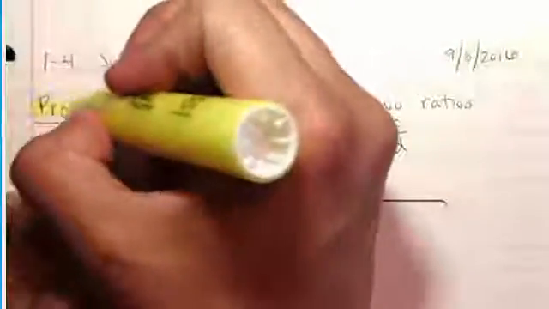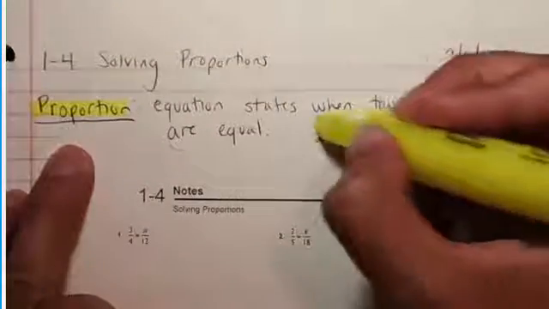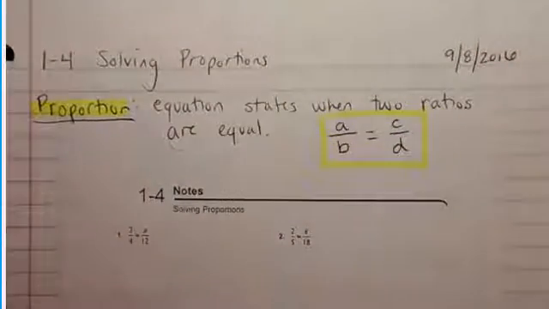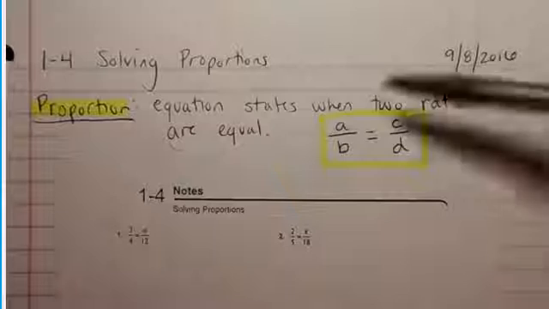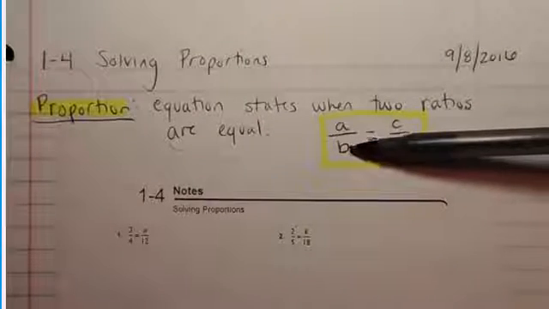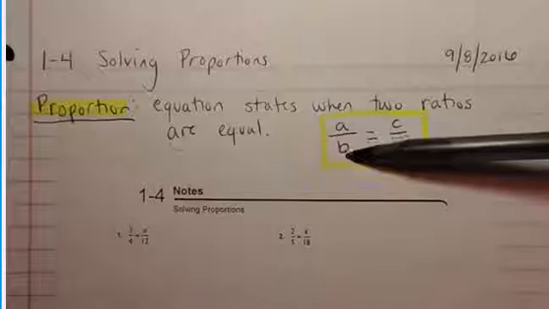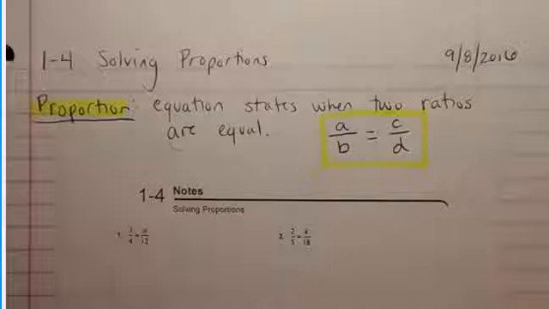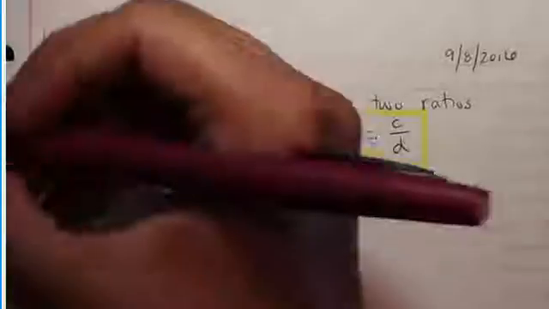So go ahead and take your highlighter and highlight that, and I'm going to put a box around our example. So what we want to do is sometimes one of these letters will be missing, and we have to figure out what number that letter is, to make it equal to the other fraction. So there's really two ways of solving this. And we're going to do both ways.